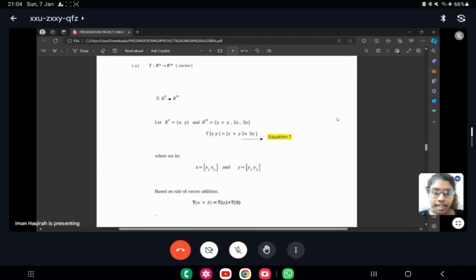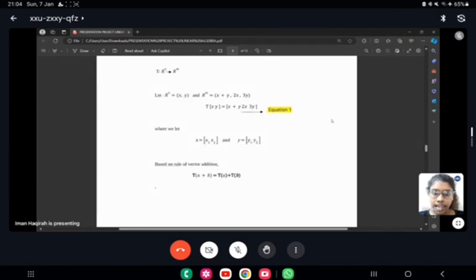Based on the vector, where I let x equal (x1, x2) and y equal (y1, y2), based on this vector transformation there are two rules. One of them is vector addition, which is given by T(a + b) = T(a) + T(b). So you can scroll down.